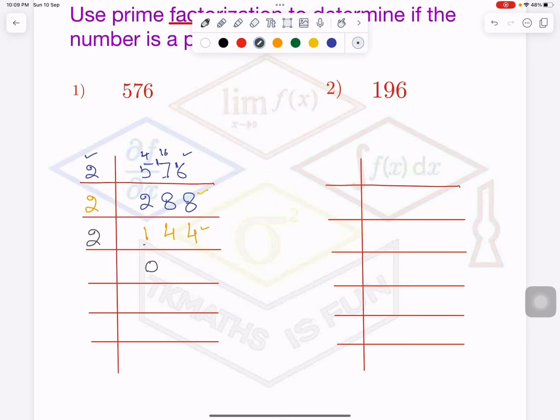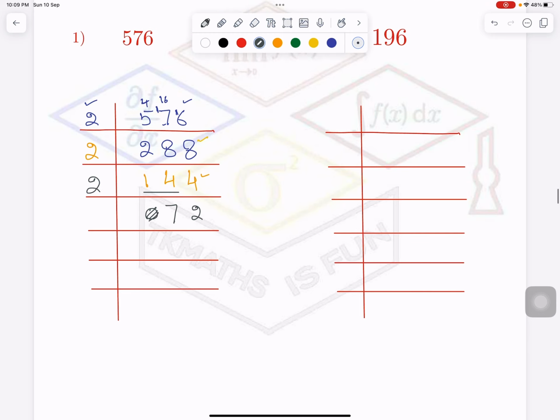So now I will read 2 digits, 14. So 2 sevens are 14 and 2 twos are 4. So this 0 has no importance. You can erase it from here. Now again the last digit is 2. So now I will do it one more time.